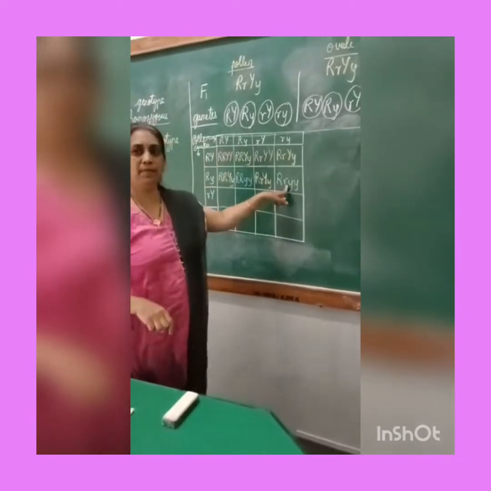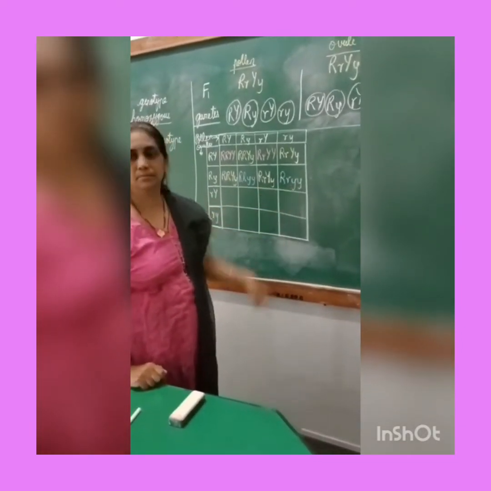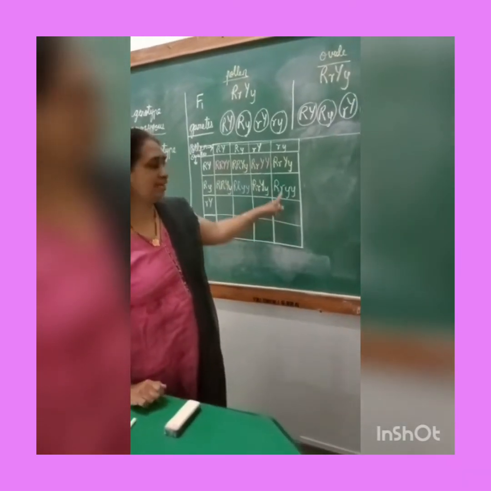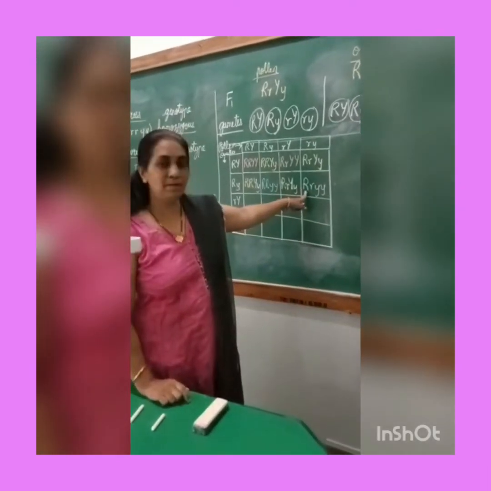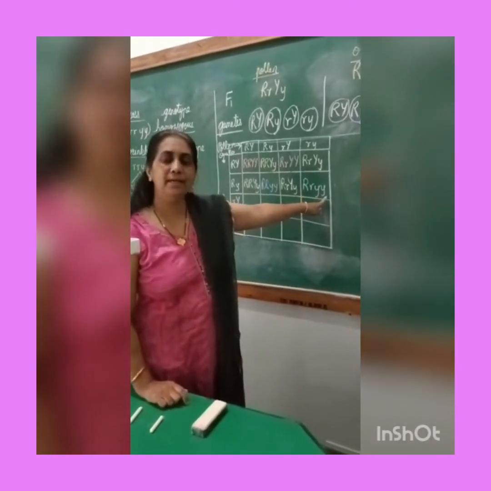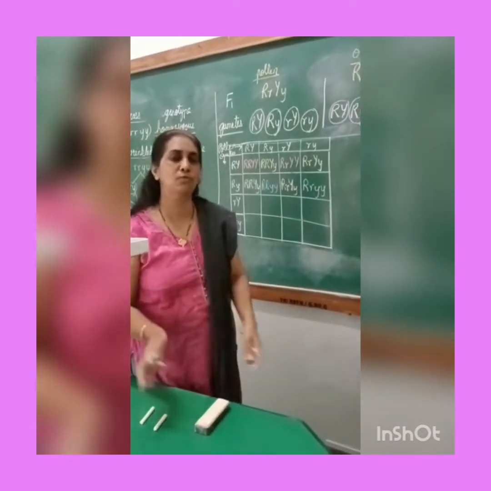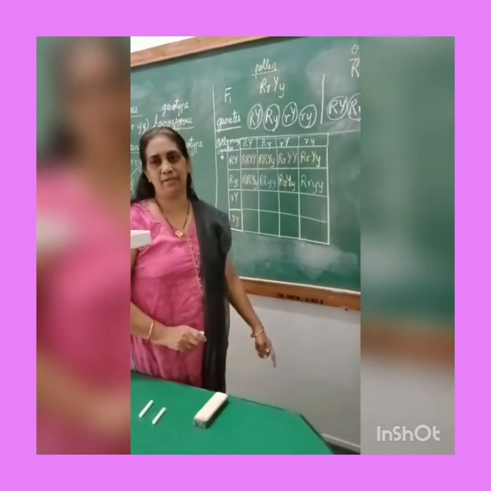Now tell me, what will be the phenotype? How will this seed look? Rounded and green. Very good. That means you people have understood this. It will be rounded and green. It does not have the dominant gene for yellow color, so no question of yellow. It will look green. This is the first green seed that we have got.